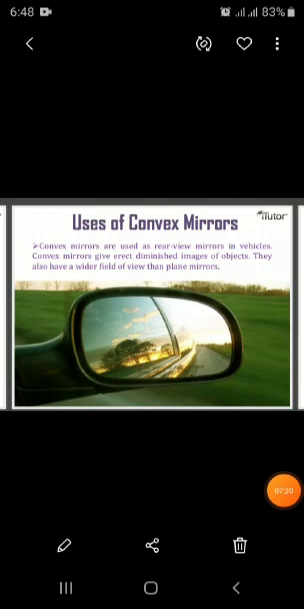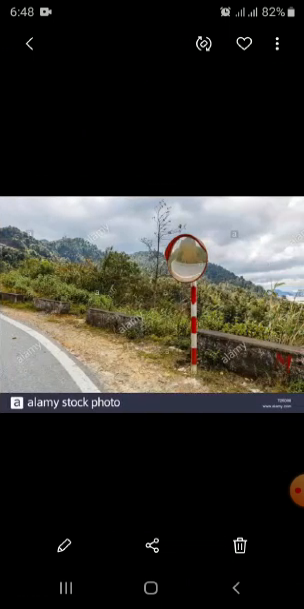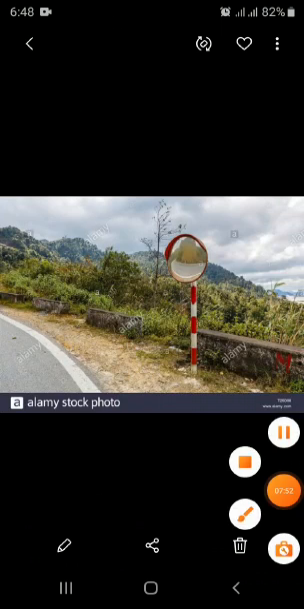Convex mirrors are actually used as rear view mirrors in vehicles. As you can see, this is a rear view mirror, and they give erect diminished images of the object, and they also have a wider field of view than the plane mirror. Okay, they are also used at the roadsides, and in supermarkets to help detect shoplifters, because they give us a wide view.